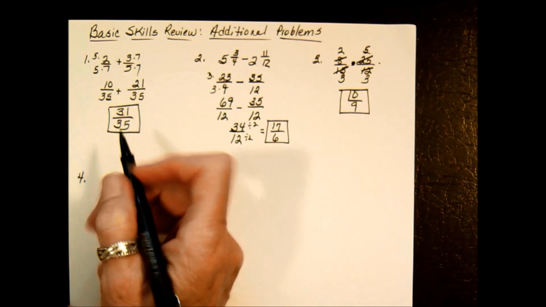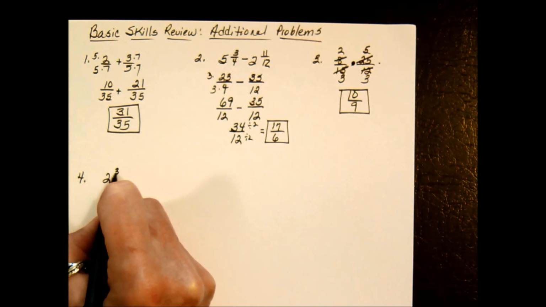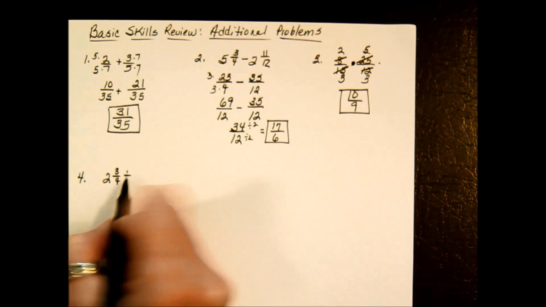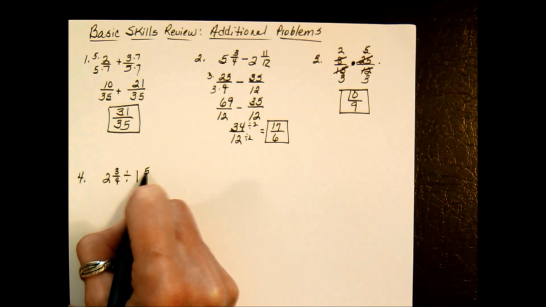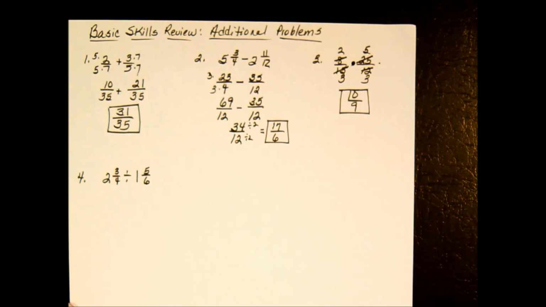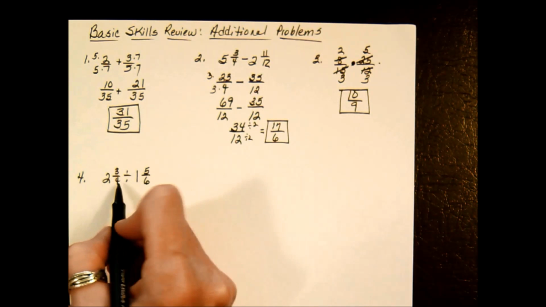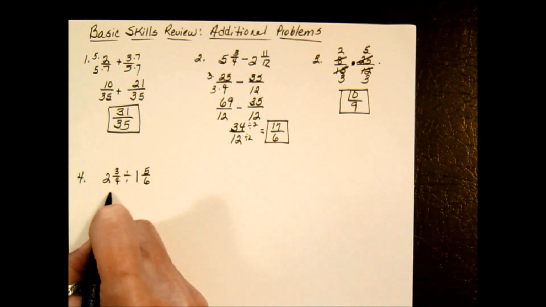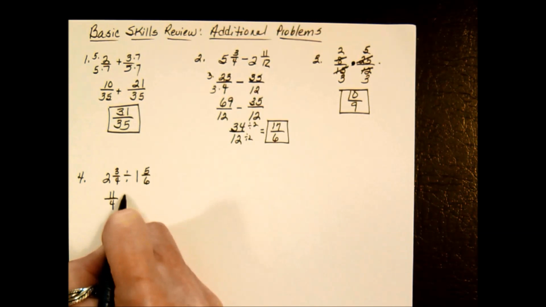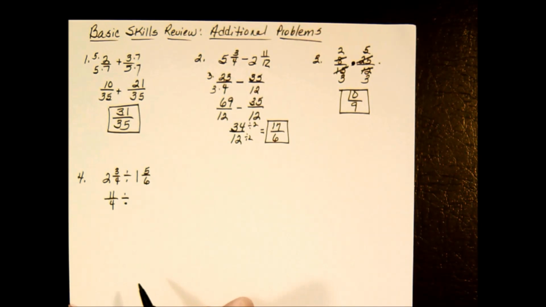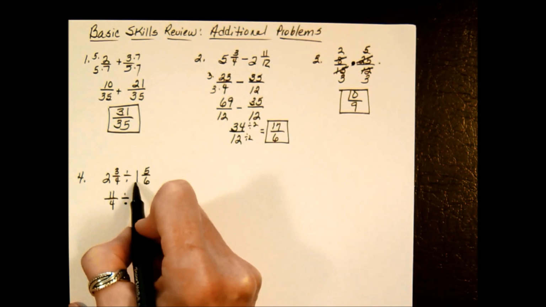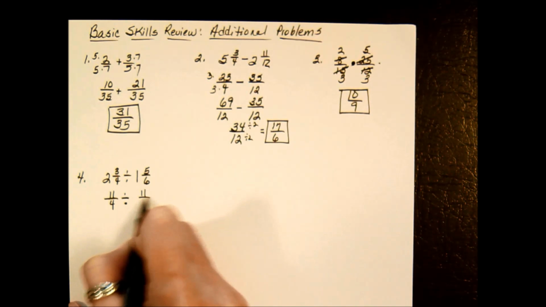Number 4, with fractions, we have again some mixed numbers, 2 and 3/4 divided by 1 and 5/6. More than one thing going on here, but the first thing we want to do is change this to an improper fraction. So 4 times 2 is 8 and 3 is 11/4. Keep it as division initially. 6 times 1 is 6 and 5 is 11/6.